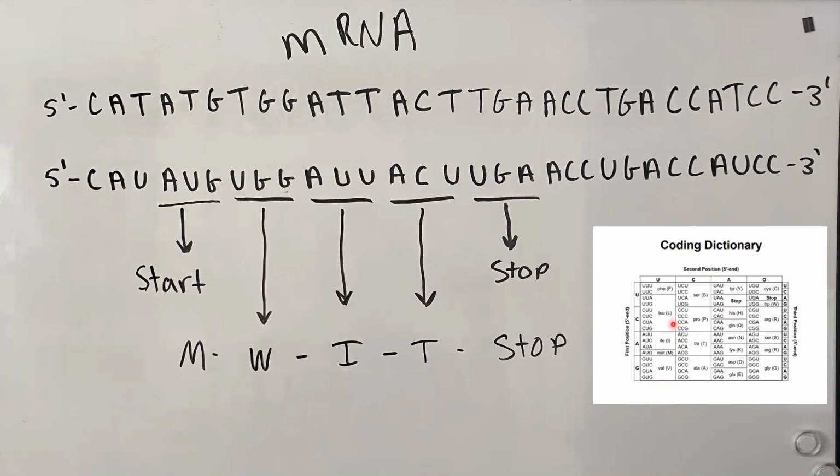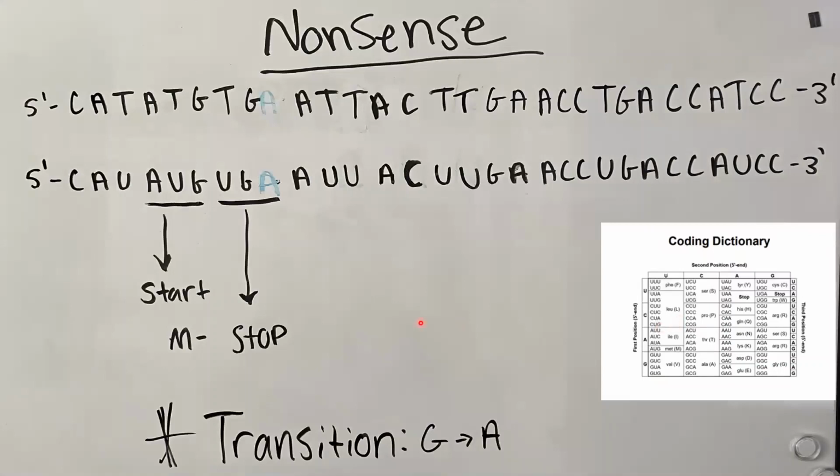Well, if we have a mutation in our DNA sequence, then that can affect our mRNA sequence and the amino acid proteins that they code for. So this first mutation is a nonsense mutation, and a nonsense mutation will change a codon and make it a stop codon. So here we have a transition mutation from a G to an A, and that A caused this to become a stop codon, which will stop the amino acid protein translation.